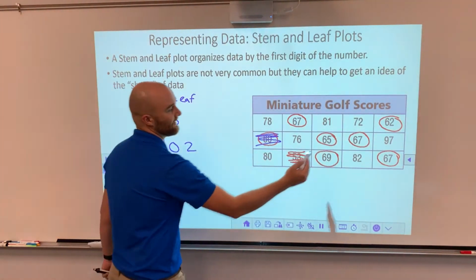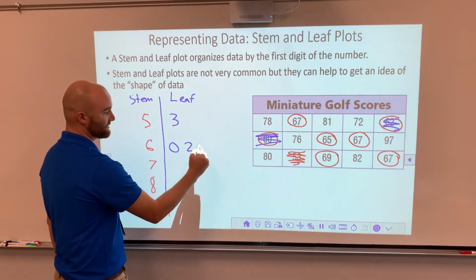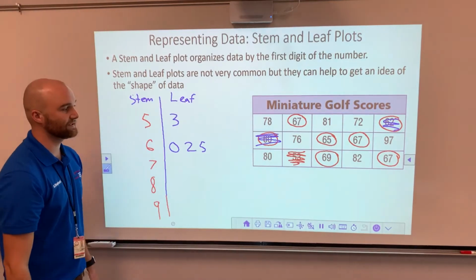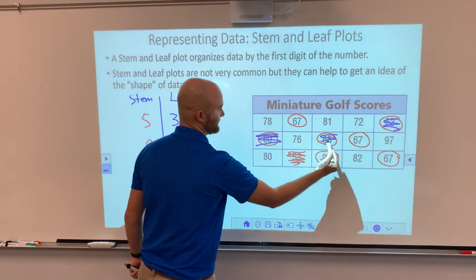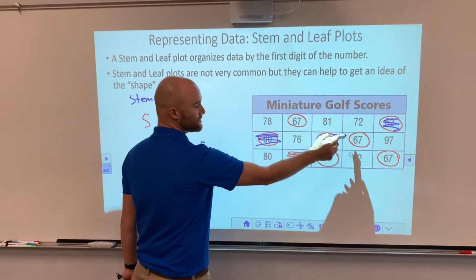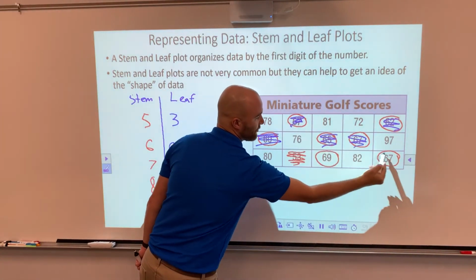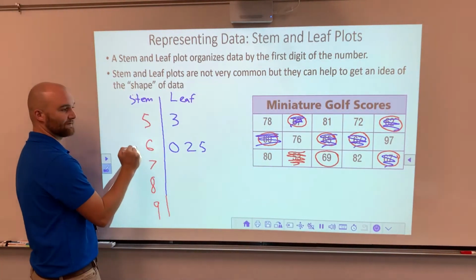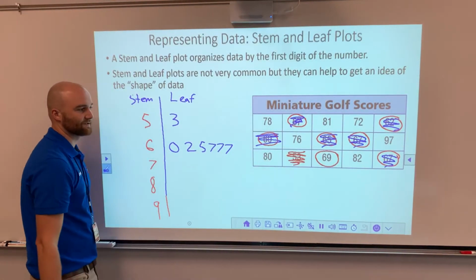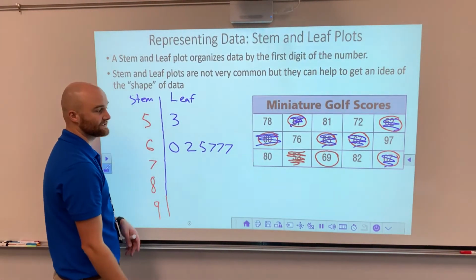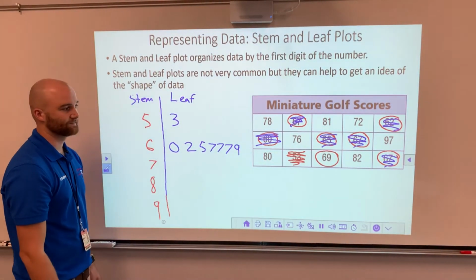Then, after I've gotten rid of this 62, I see a 65. So I'm going to write a 5 here on my leaf, with a stem of 6 and a leaf of 5. Now I see 1, 2, 3 things that are 67. So I'm going to write in on my stem of 6, 1, 2, 3 sevens. Finally, I see a 69. So I'm going to put a 9 here for 6, 9, 69.